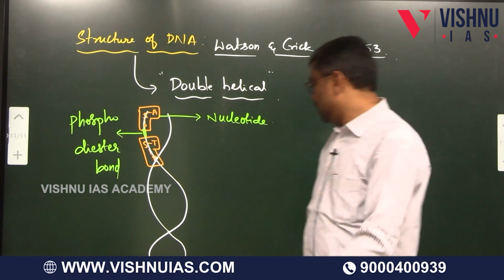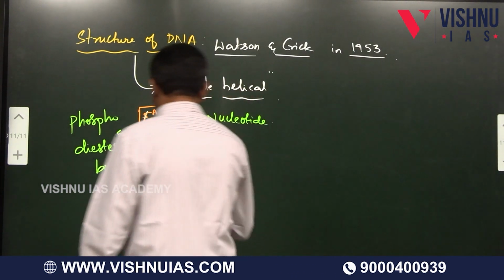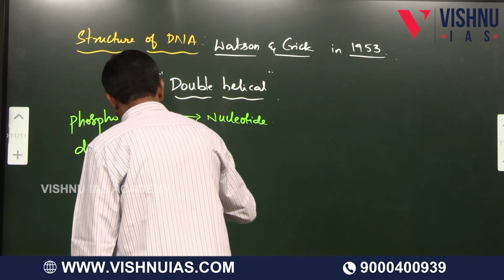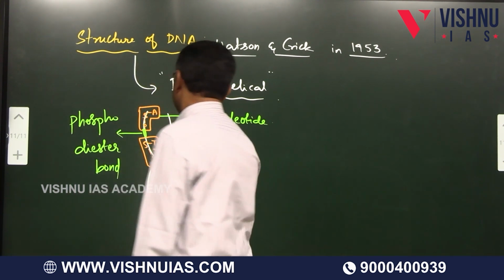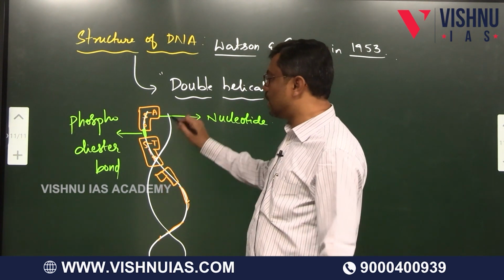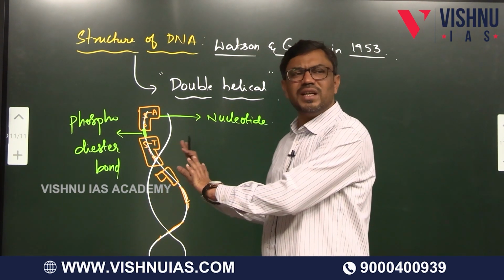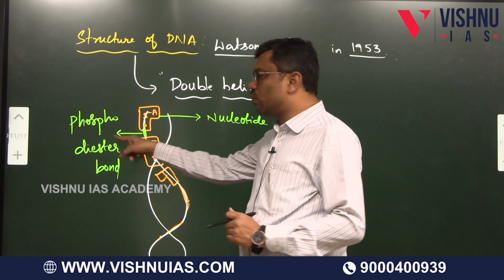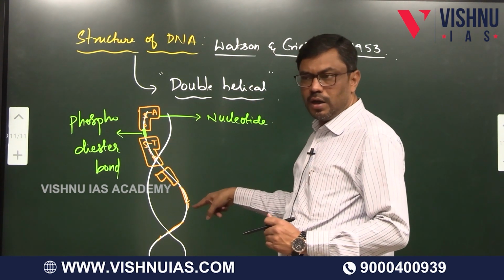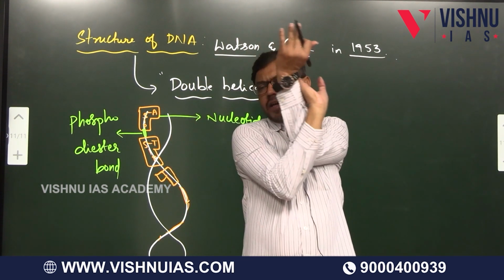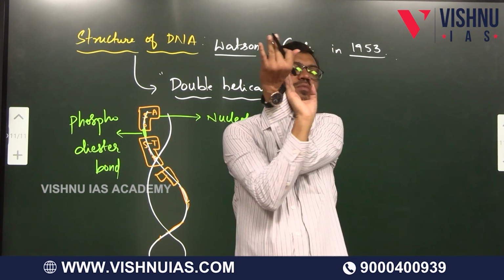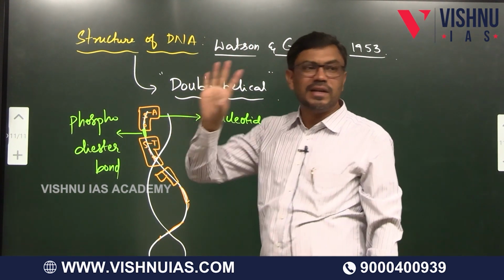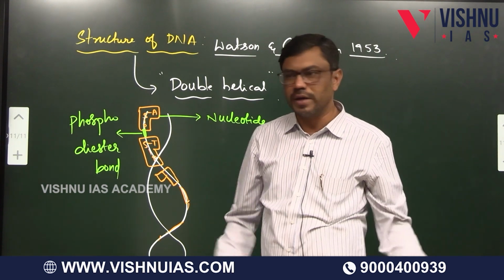So like that it forms many polynucleotides. In a similar manner, here also in the other strand. This is for your understanding. So many nucleotides linked together by phosphodiester bonds form a polynucleotide. Like that, two polynucleotides are coiled together like this. This forms a double helical structure. This was proposed by Watson and Crick. For that they got the Nobel Prize. Is it clear? Right, that much is enough.